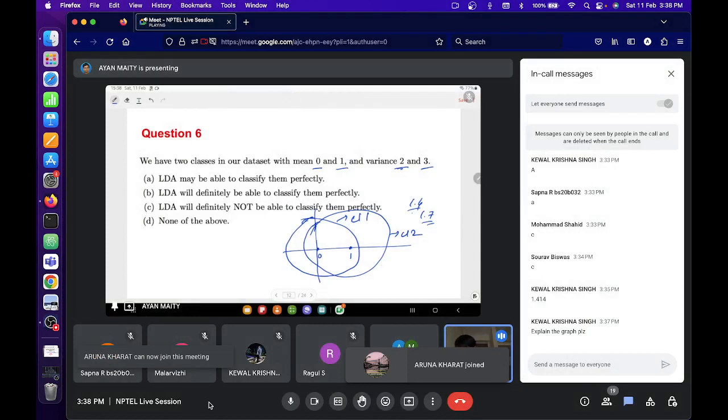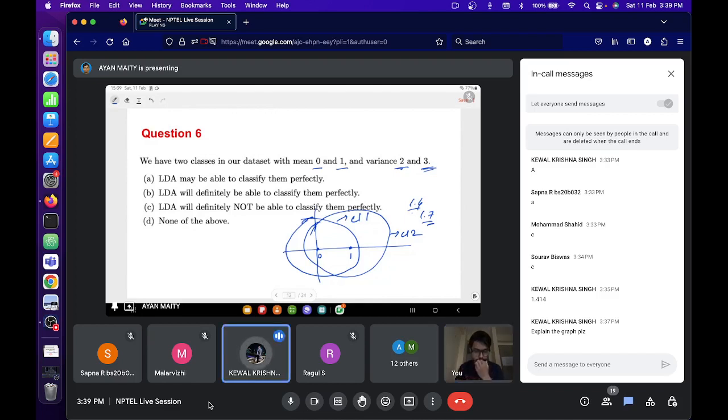Similarly, for class 2, the mean is 1 and variance is 3, so standard deviation is almost 1.7. So this would look like the second circle that I have drawn, centered at 1. So certainly the circles are overlapping, isn't it? Is there any doubt in this drawing? For class 1, we are taking it centered at 0.